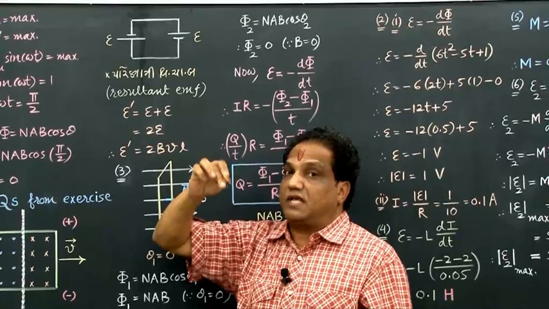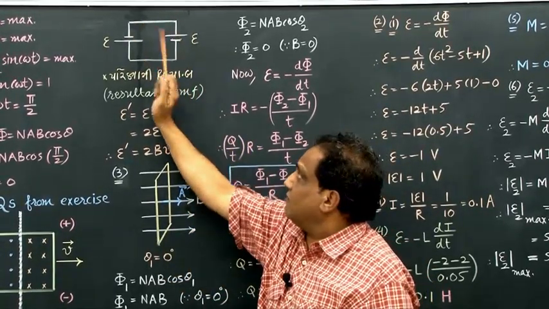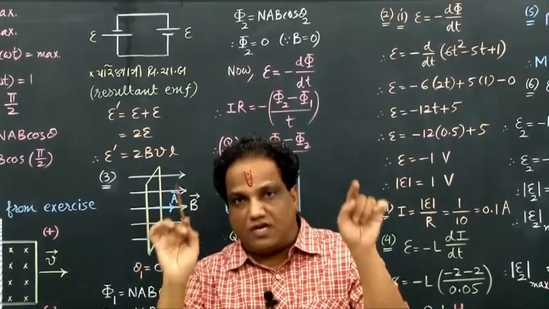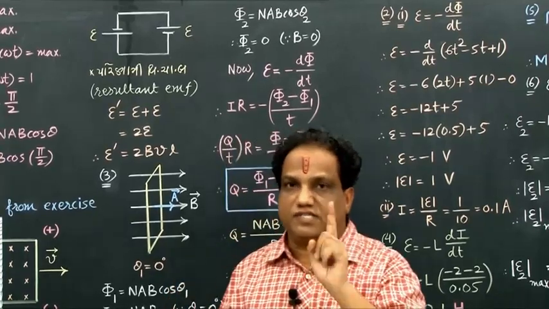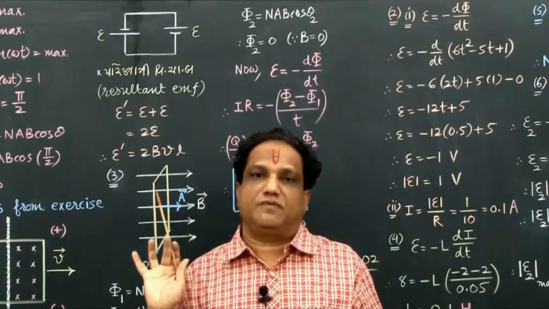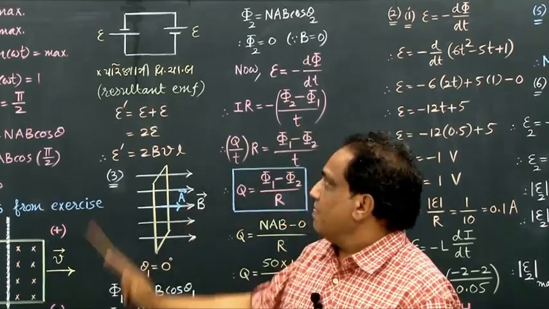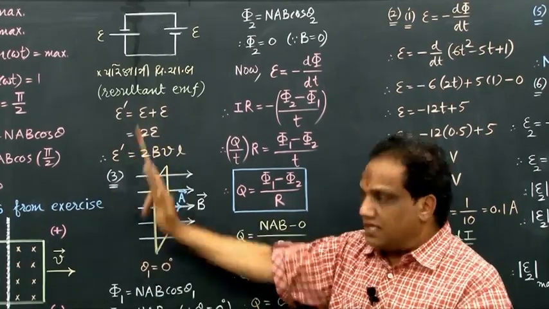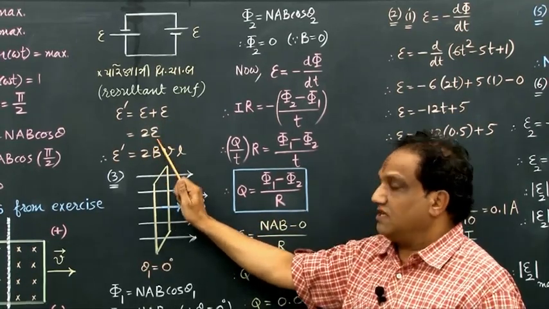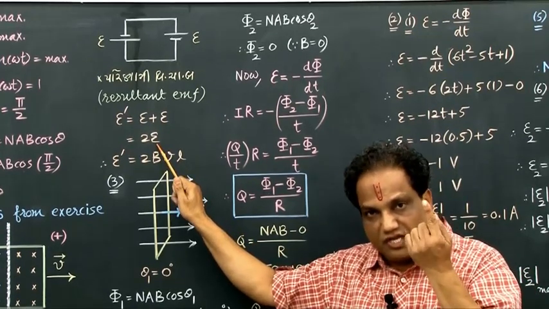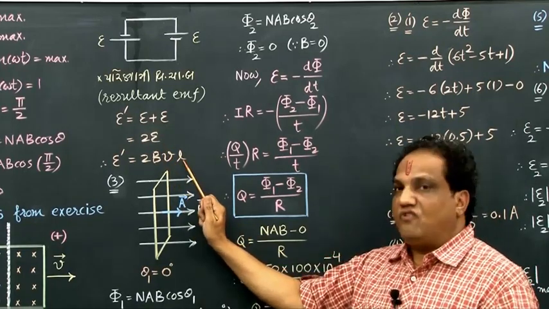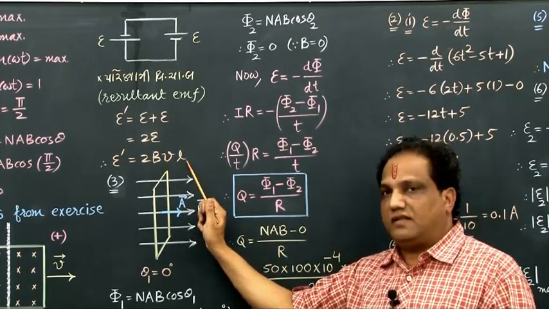See, unlike terminals are connected together, positive with negative, negative with positive. When unlike terminals are connected together, it is the assisting connection. And in case of assisting connection, remember, the resultant EMF is the summation of individual EMFs. That's why I am putting resultant EMF as E dash, and it is E plus E, that is 2E. What is the magnitude of induced EMF in the case of one wire? It is E equals BVL. So the final answer is 2BVL. Correct?